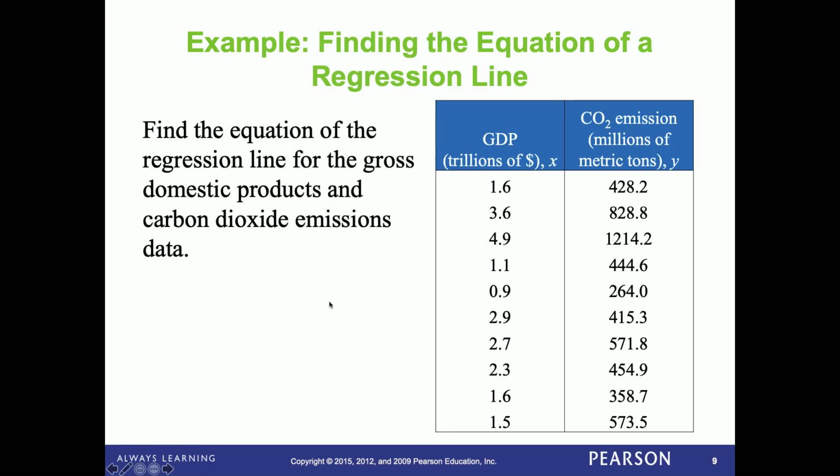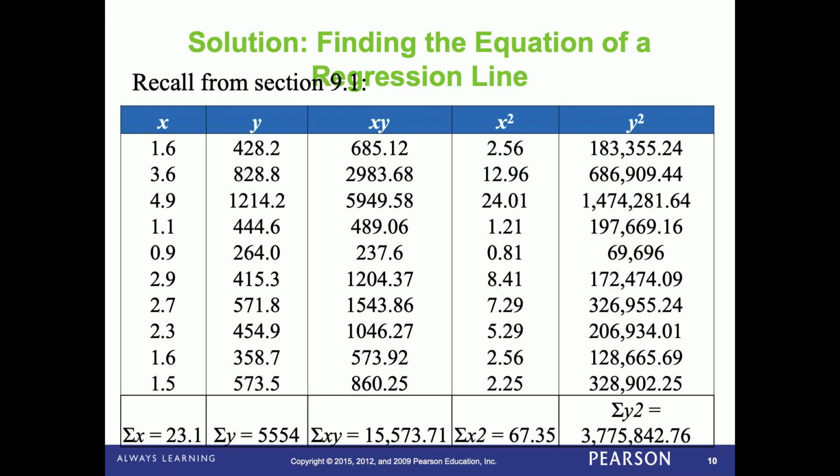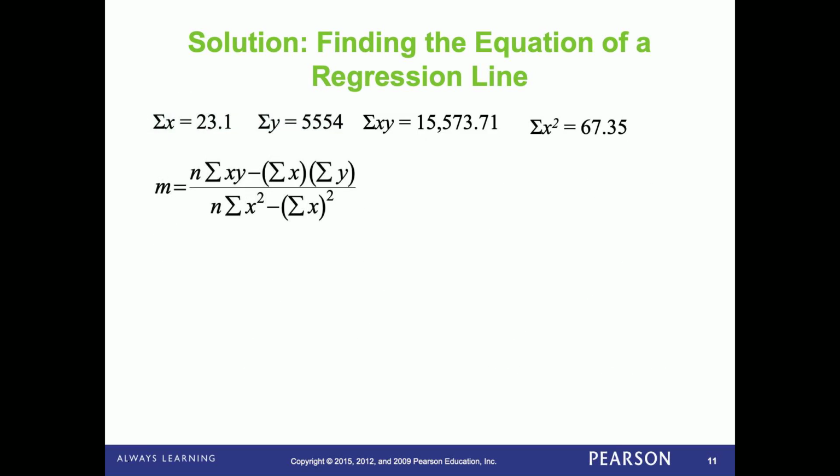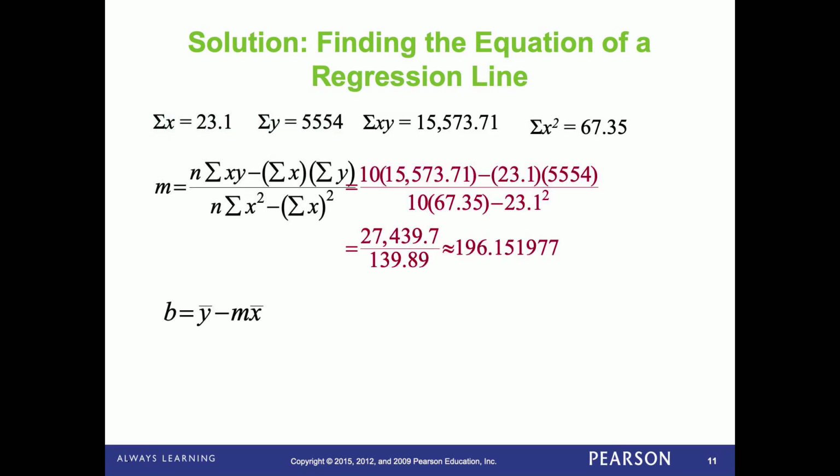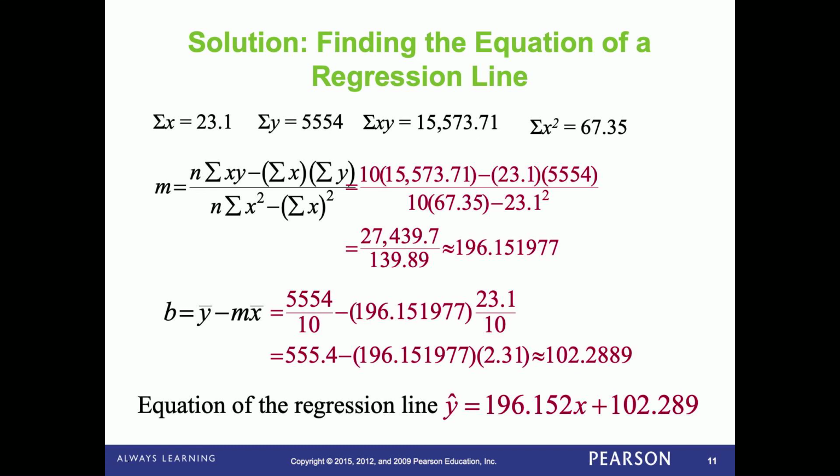Now they're going to do it the old-fashioned way. They have an Excel spreadsheet. They have x, y, xy, product of xy, x squared, y squared. They get all those values, and then they do those nasty formulas, and they come up with exactly the same thing: 196.152, which was our slope, and our y-intercept was 102.289. Exactly the same y-intercept that we got.